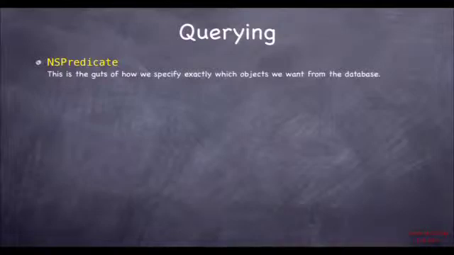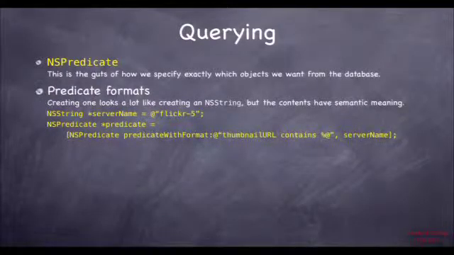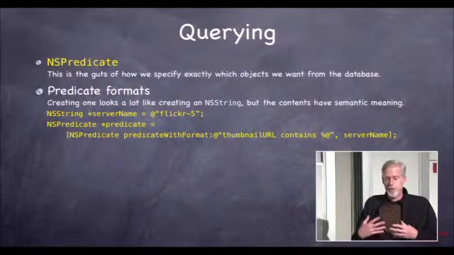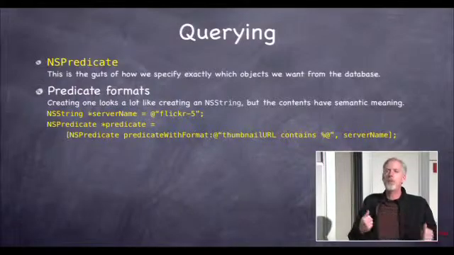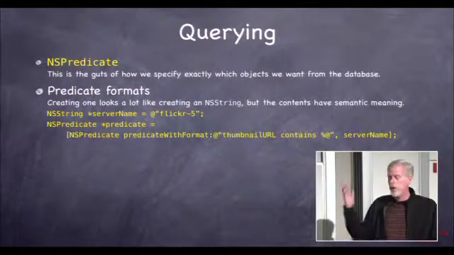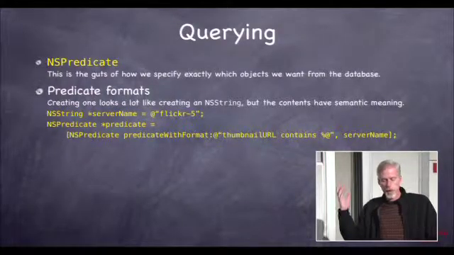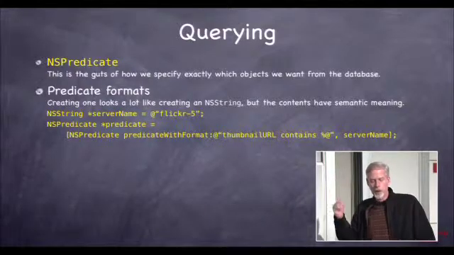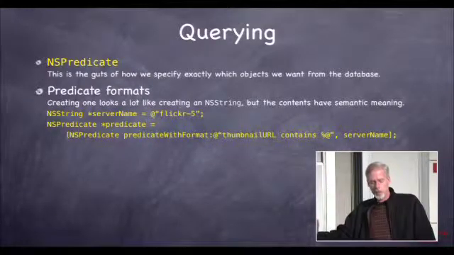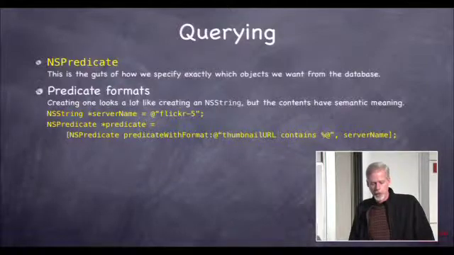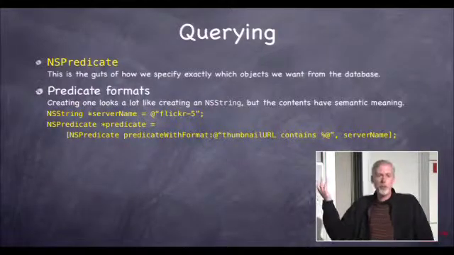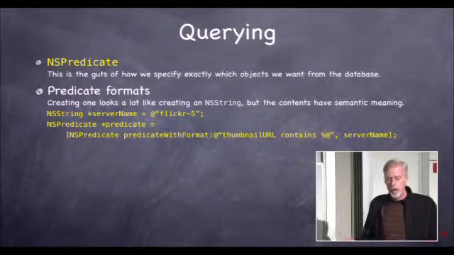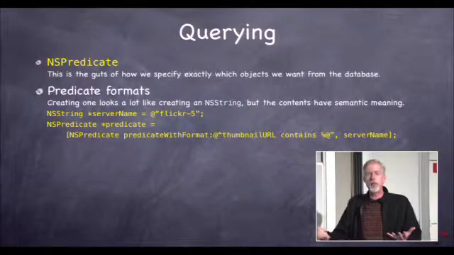Predicate. This is the guts of how you specify which objects you want. So if I were going to say, give me all the photos that have thumbnail URLs that are served up by server Flickr 5, then I would create this predicate using predicate with format, which is thumbnail URL contains %@, and then I would give the server name Flickr 5. So it looks a little bit like NSString with format, and it is very much like that, except that obviously the contents have semantic meaning.